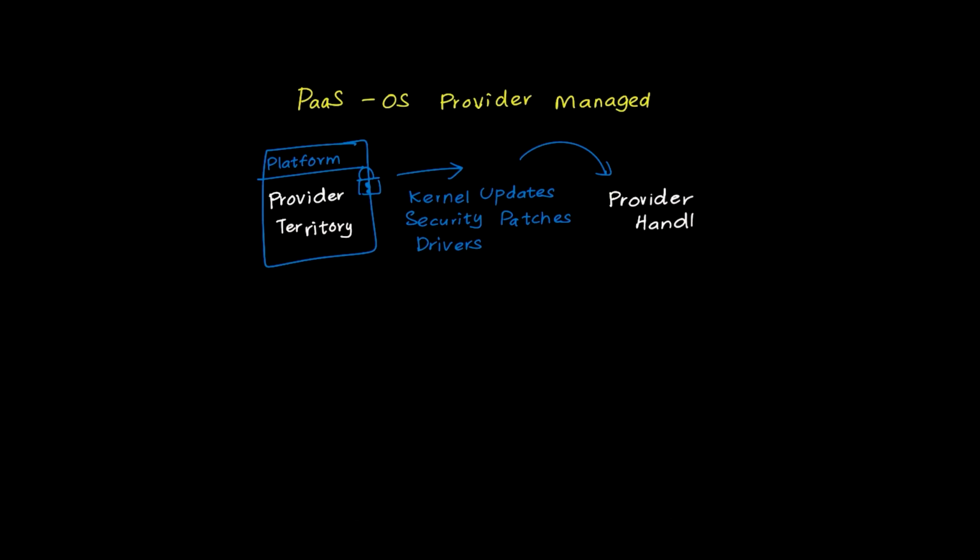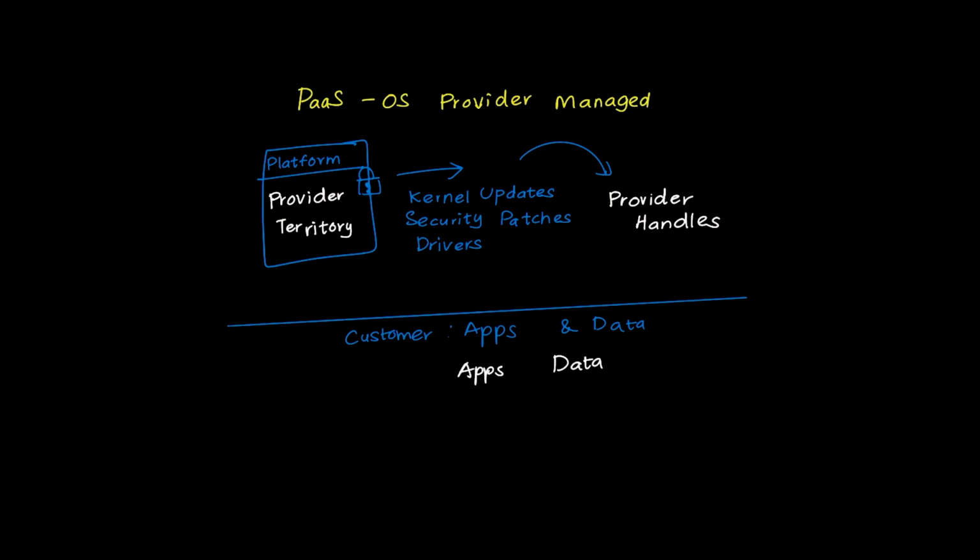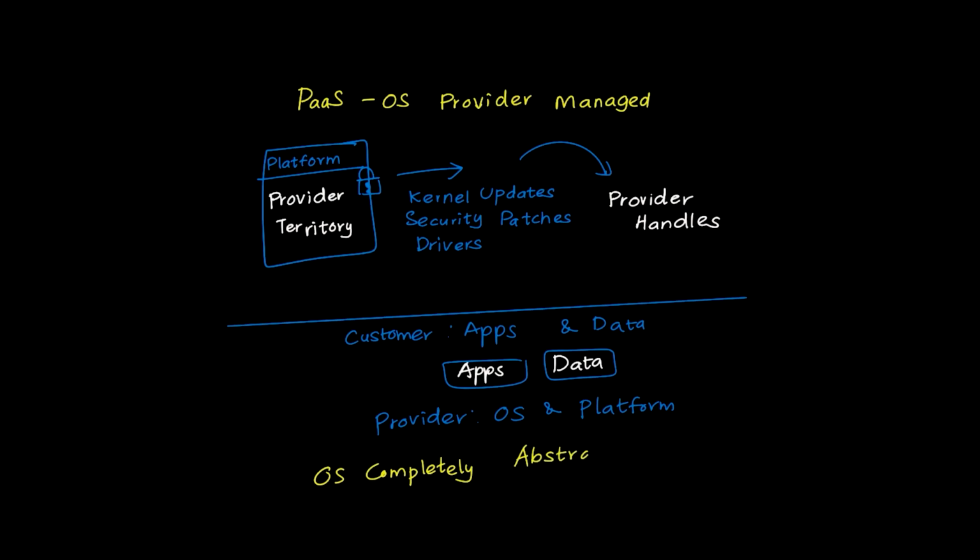Developers using PaaS never even see the operating system. They simply deploy their applications to the platform, and everything below just works. It's like renting a fully furnished apartment where building management handles all maintenance and utilities. You just move in and live. Application code remains the customer's responsibility because that's their unique business logic, as does business data. But the operating system, along with middleware and runtime environments, is completely abstracted away and managed by the PaaS provider.